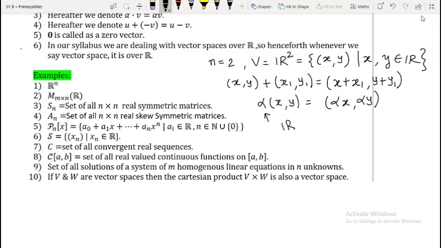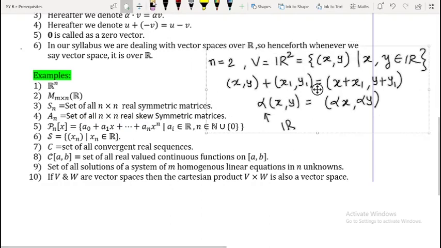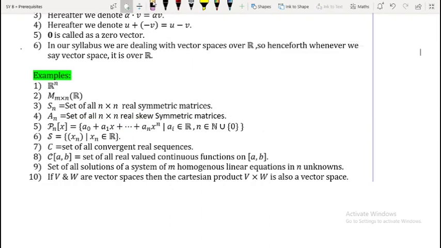Next example is of matrices. This is a collection of matrices of order m by n. Okay, so the second example is the collection of matrices of order m by n over R. So again, in particular I will take the value of m to be 2 and the value of n also to be 2. So in that case it will be M2x2 over R. Sometimes we call it M2 of R also. It is one and the same.